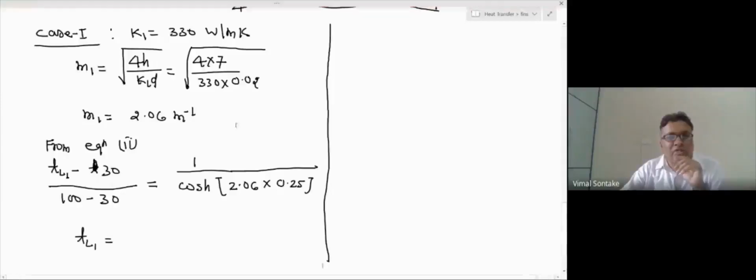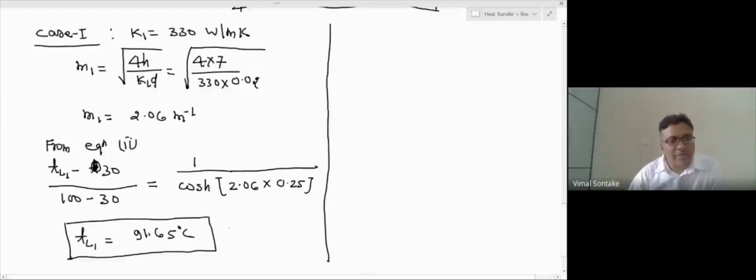The cos hyperbolic value, whatever this term will be, you can get directly from the calculator. You have to use the shift function. So I could calculate this TL1 as 91.65 degrees Celsius. This will be your answer number 1.